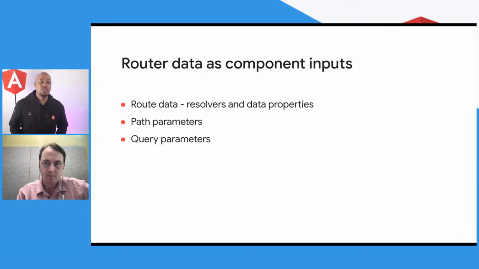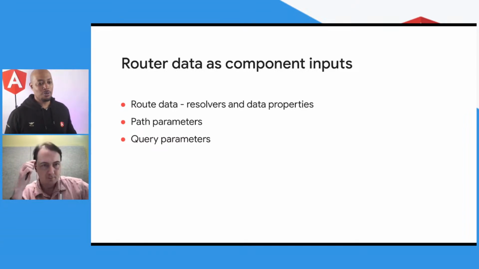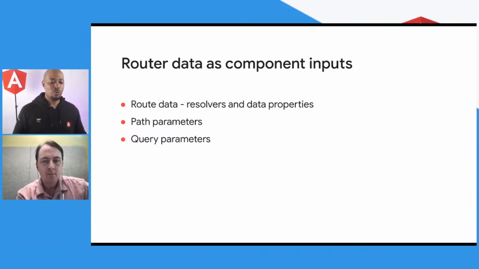More router changes. You can now bind router data as component inputs. I didn't know that people wanted this, but it sounds like this is a big deal for people. People were very excited about this. I didn't know how bad people wanted this, but you can do it. You do path parameters, you do query parameters, bound as inputs, route data, you get your resolvers and data properties, all bound as component inputs. So when you route to a new place, you can just bind. That's nice. I'm not gonna lie to you. That's a nice, convenient feature.